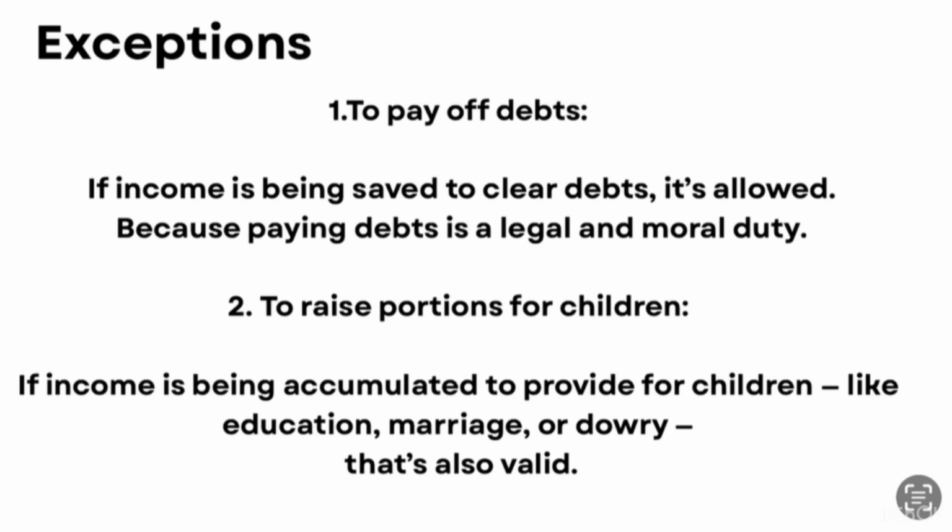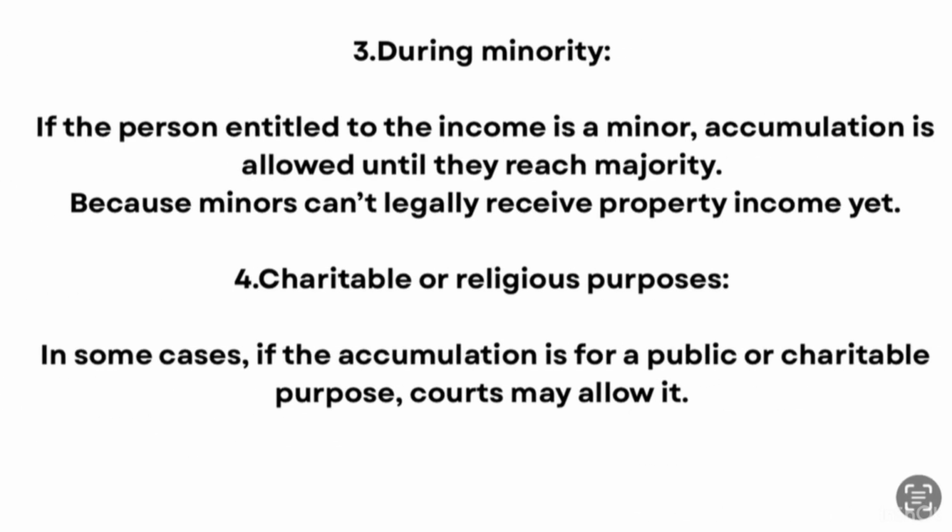The second one is to raise a portion for children. For children's education, marriage, and dowry, it can be valid. The third one is during minority. And the fourth one is a charitable or religious purpose.